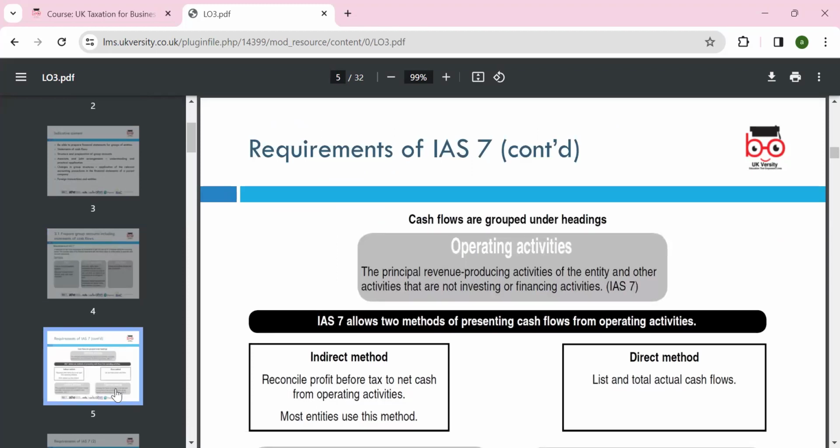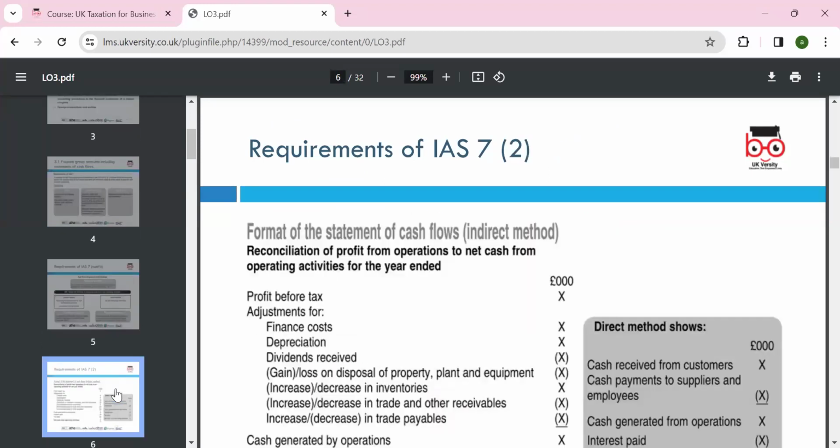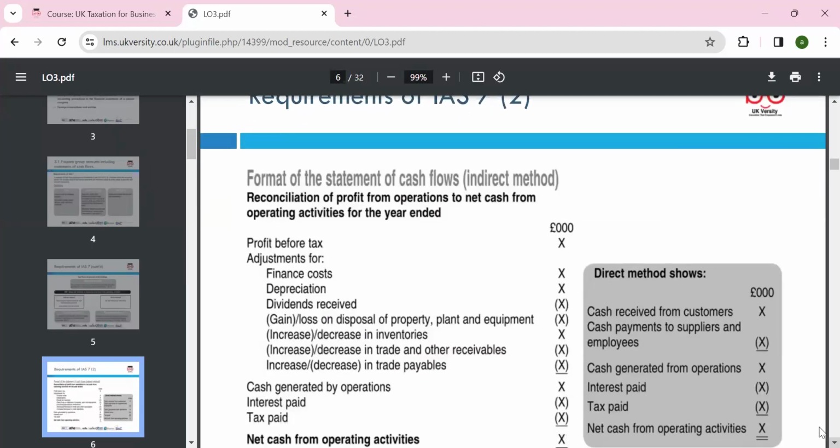Operating activities: under IAS 7, International Accounting Standard 7, we deal with cash flows. We can prepare the cash flows under IAS 7 using the direct or indirect method. You will see the layout here. When we prepare the statement of cash flows, we start with profit before tax from the income statement, or statement of comprehensive income. Then you look at the adjustments. Finance cost we first add back, because profit before tax is after deducting finance cost.